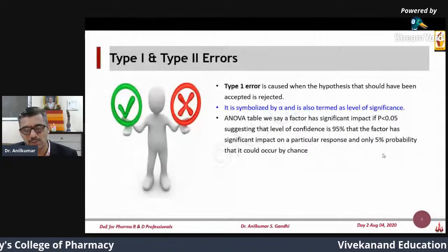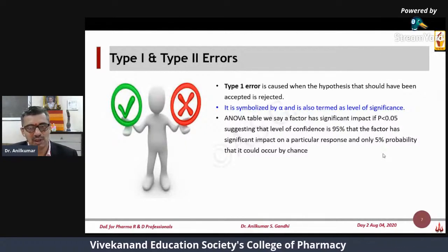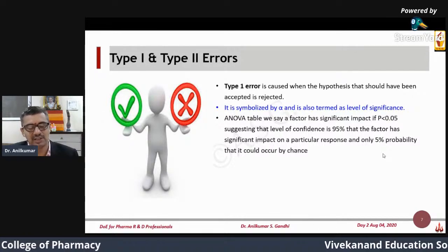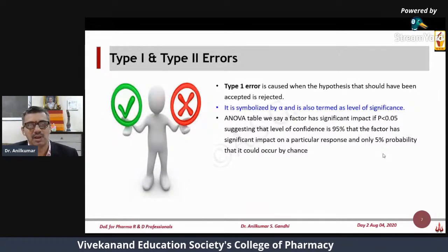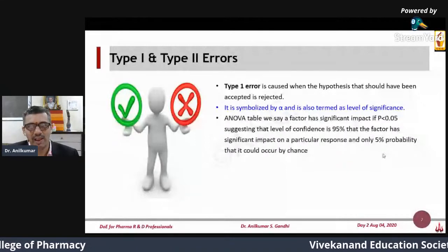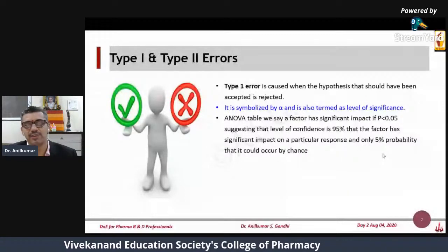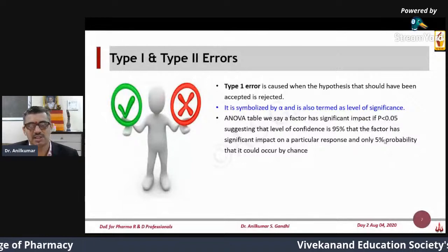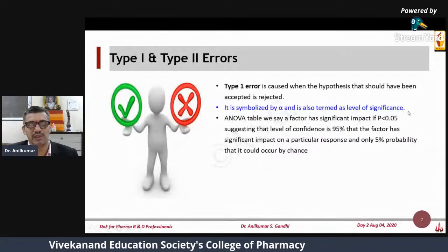If I have a PVP which I know has an effect on dissolution, but for some reason after I generate data and do the analysis, what I see is that PVP effect is insignificant, what it means is that I have got a wrong result. It should have been acceptance. I have in fact rejected it, right? So that's the type 1 error. It is typically represented by alpha, and it is called the level of significance.